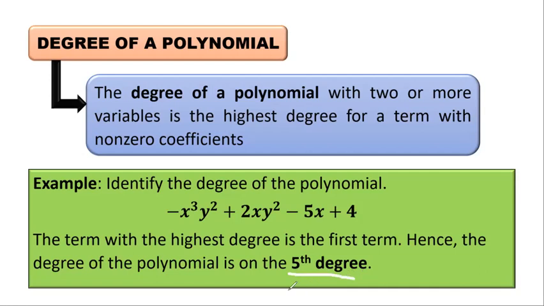Why? Because the term with the highest degree, as we identified earlier, is the first term, 5. Because the second term is only of the 3rd degree. The third term is of the 1st degree, and the fourth term, or the constant here, is of the 0th degree. Hence, the degree of the polynomial is of the 5th degree. That's it for the algebraic expression.